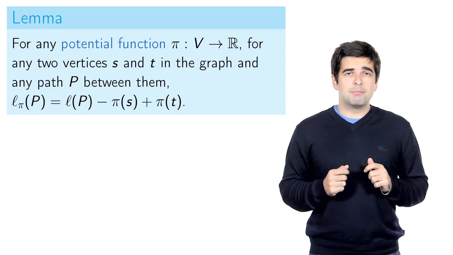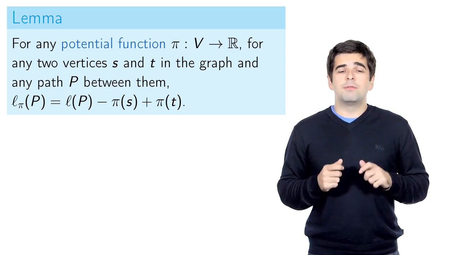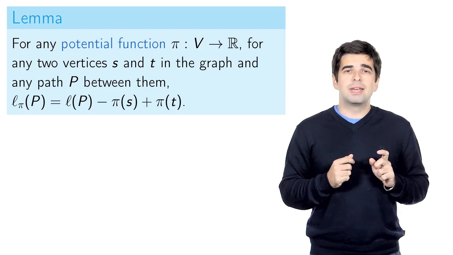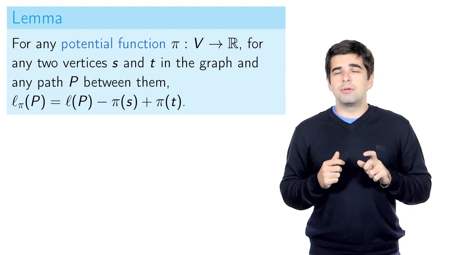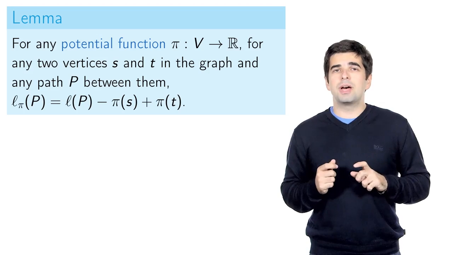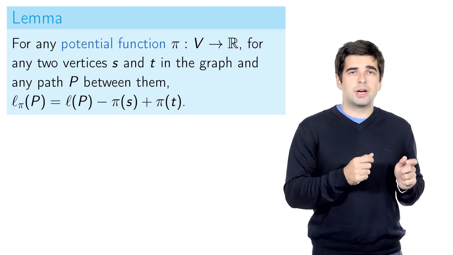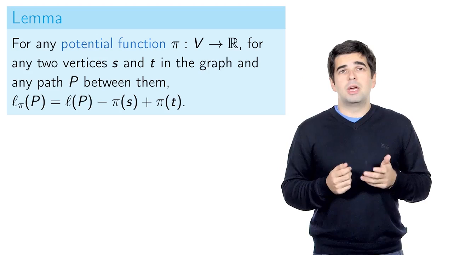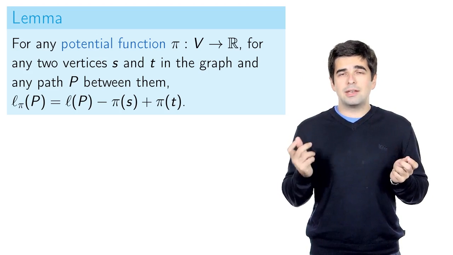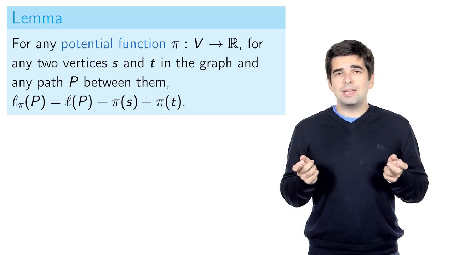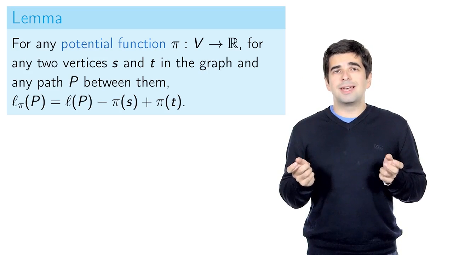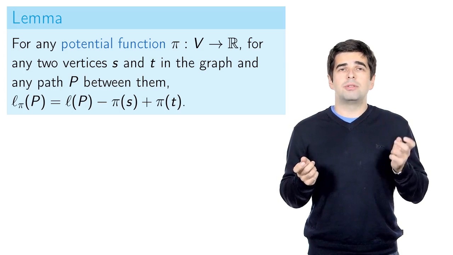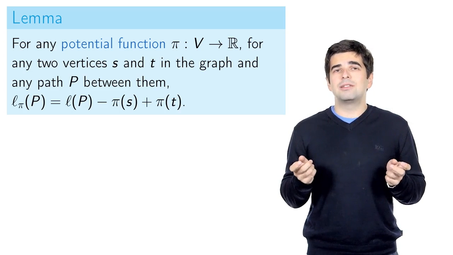For any potential function mapping vertices to the real numbers, for any two fixed vertices s and t in the graph and any path p between them, the length of this path in the new graph with new edge weights is equal to the length of this path in the initial graph minus the potential of the starting vertex plus the potential of the ending vertex. Why is this important? Well, because if you fix the starting and ending vertex, then for any path, its length in the initial graph and its length in the new graph differ by a constant, because this constant only depends on the starting vertex and the ending vertex, and we fix them.